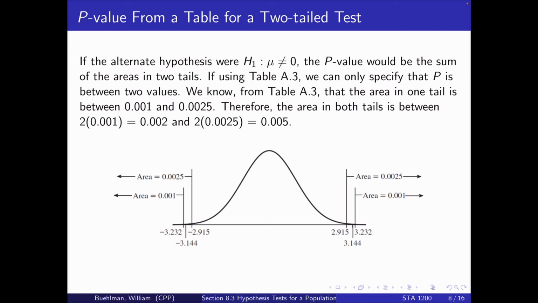Suppose instead we had the alternative hypothesis where mu doesn't equal 0. The p-value would be the sum of the areas across the two tails. If using table A3, we can only specify that the p-value is between two values. We know from table A3 that the area in one tail is between 0.001 and 0.0025. Therefore, the area in both tails, we now multiply by 2: 2 times 0.001 equals 0.002, and 2 times 0.0025 equals 0.005.